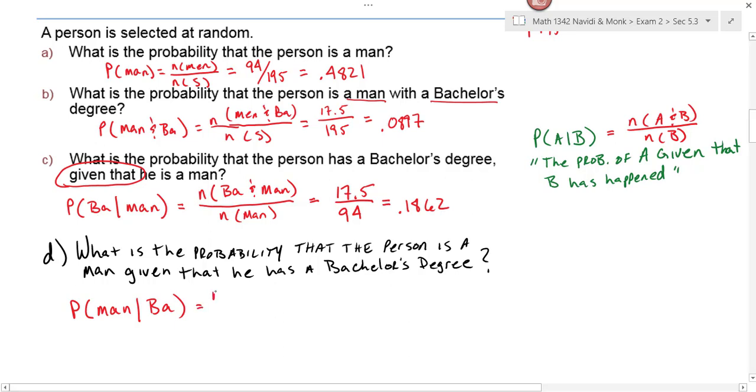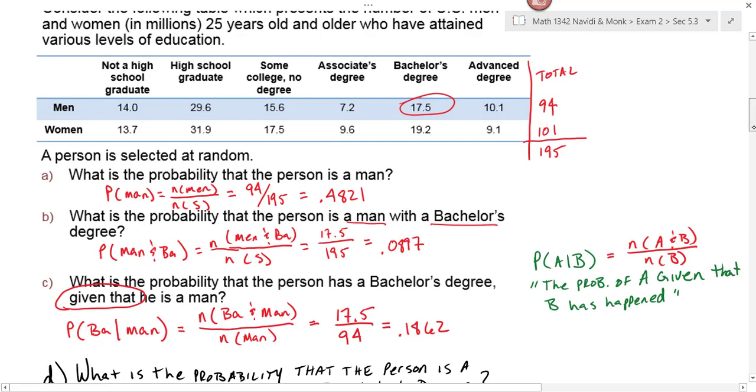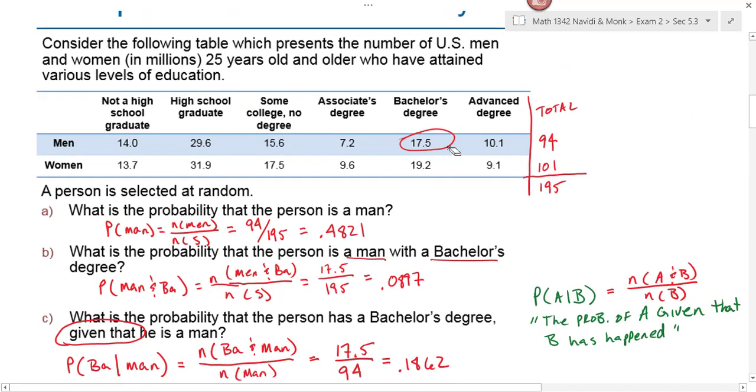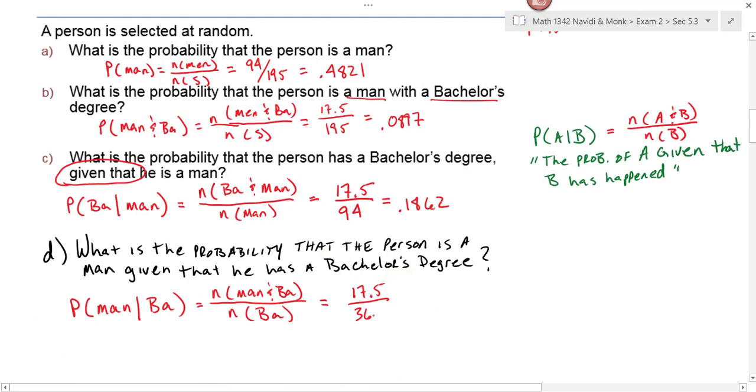Now the top number will be the same. The number of men with bachelor's degrees hasn't changed. BA is my abbreviation for bachelor's degree. My sample space now will be the number of people that have bachelor degrees. So we still know that 17.5 men have bachelor's degrees, but now we need to know the total number of bachelor degrees that there are. So if we add 17.5 to 19.2, what do we get? 36.7? Now what's 17.5 divided by 36.7? Okay, I'm trusting you on the numbers because I didn't work this out in advance.